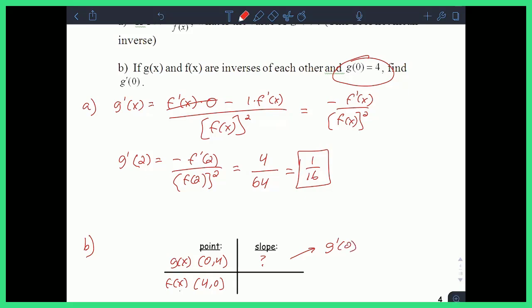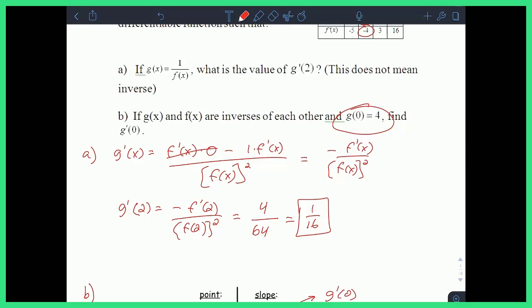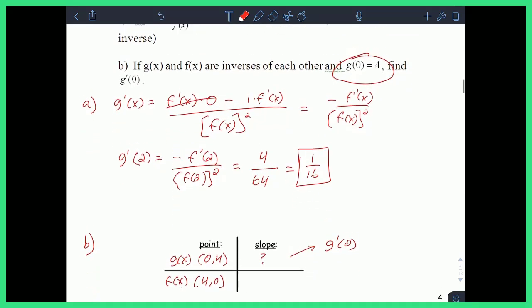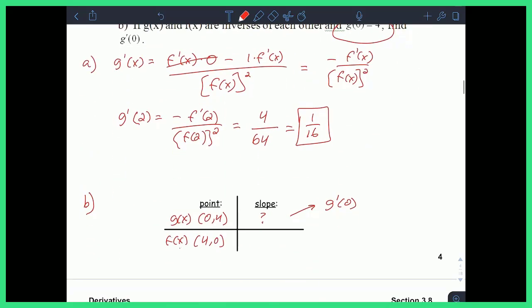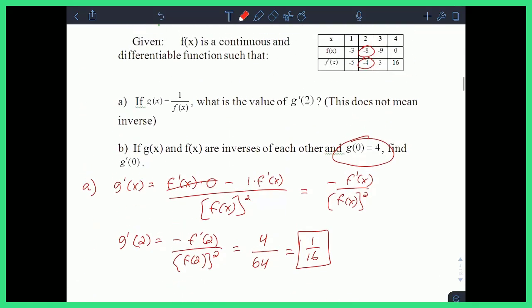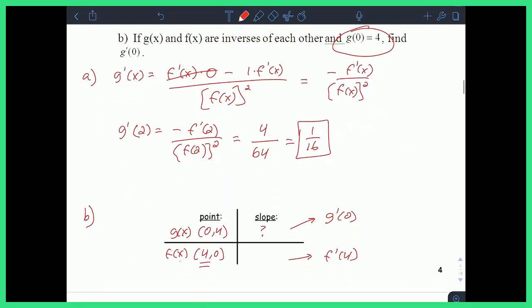And what I just solved in the previous problem is g prime of 2. So I found g prime of 2. Oh, that doesn't help me. All right, let's go to the table. This is nice. I can actually find this value right here. This is f prime of 4, right? f prime of 4, the slope of f at 4, at the table. Look at the table. f prime of 4 is 16. So that goes right here.